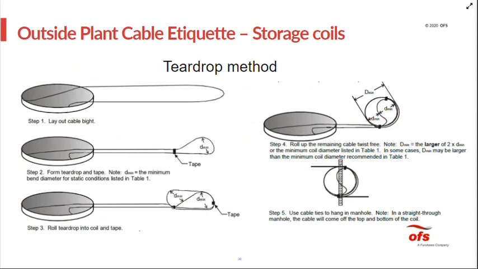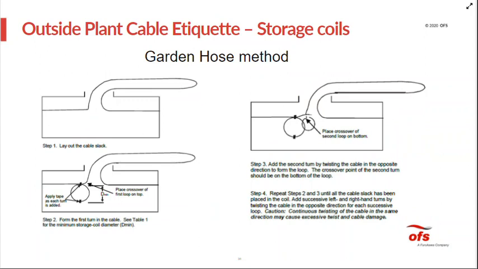Next storage method we call the teardrop method. Again, lay the cable out in a large bite, form a small teardrop at the end, and start rolling the cable, form the cable into this yin-yang symbol shown in step 4, and just keep rolling the cable until you get it into position in the manhole or the handhole. Again, this method is suitable for small diameter cables because the storage coil has to fit down through the opening of the manhole.